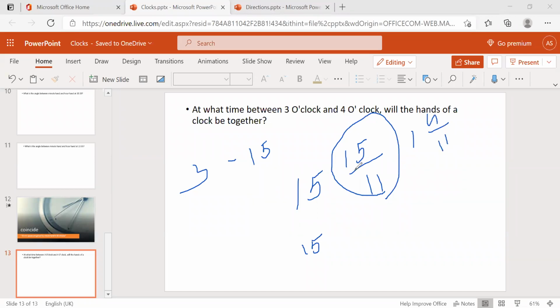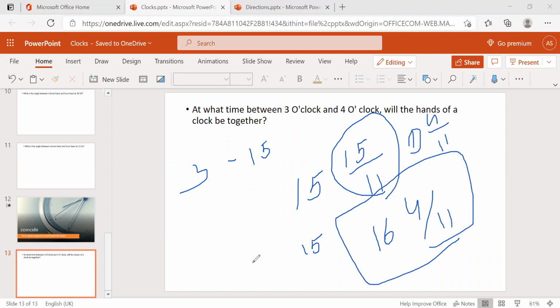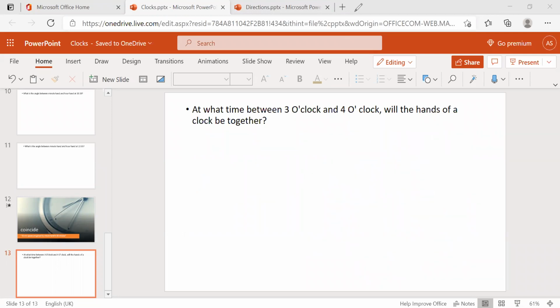Mixed fraction: 11 into 1 plus 4 is 15 by 11. So this 1 is added to this 15, making 16 4 by 11. This is our answer: 3 hours, 16 4 by 11 minutes. It is a very easy shortcut. By using this, we can solve the answers without using pen and paper.